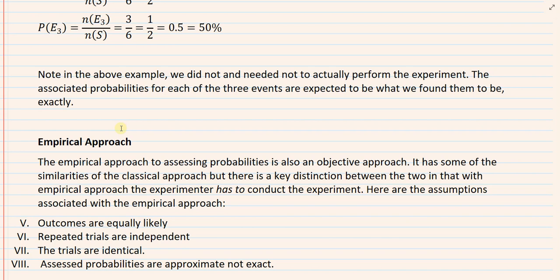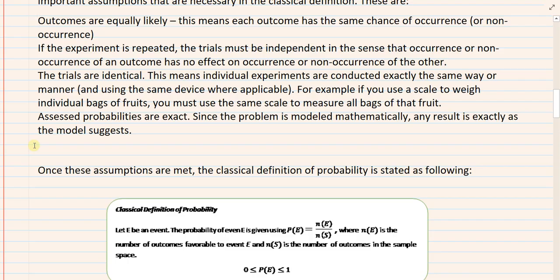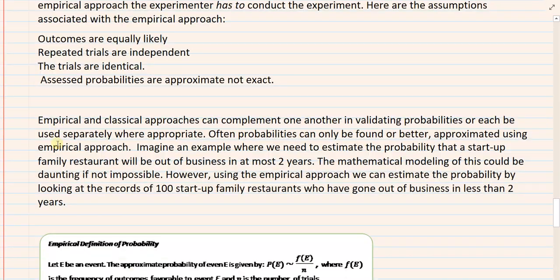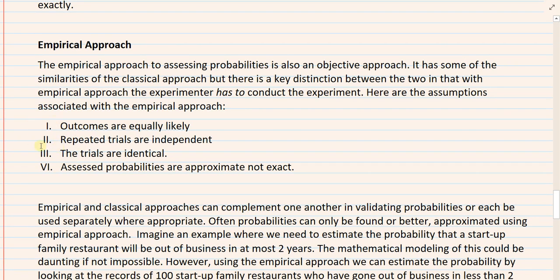conduct the experiment. Okay? Now, when we conduct the experiments, and these numbers, I don't know why they're like this. Oops, sorry. Hold on, let me fix the numbering here. Okay, I went ahead and put those Roman numerals 1, 2, 3, 4 here. So these are the assumptions that go with the empirical approach.